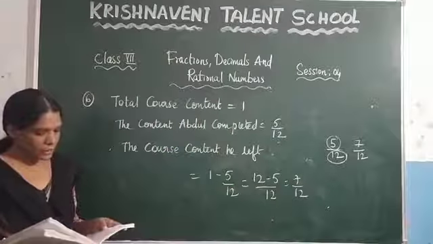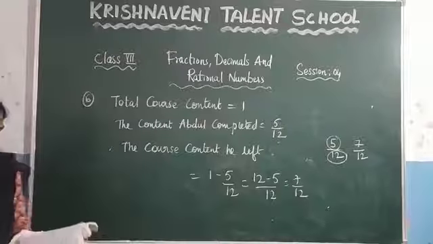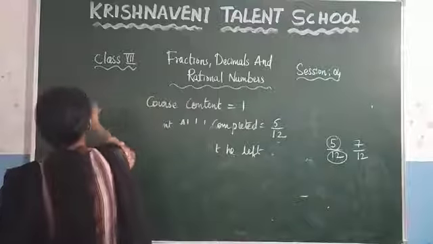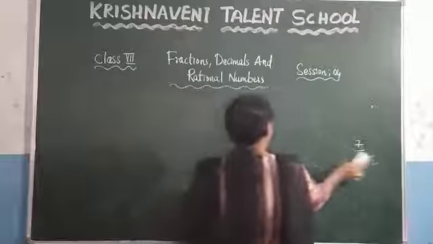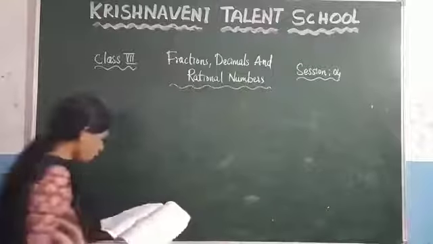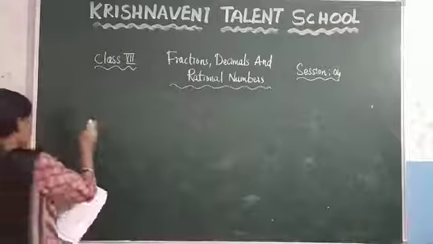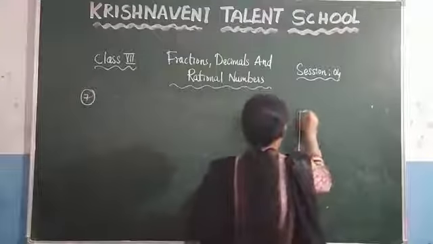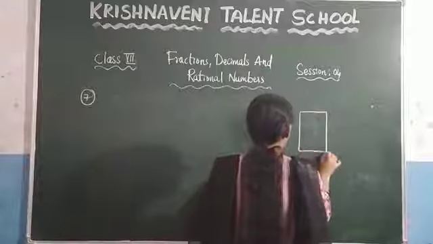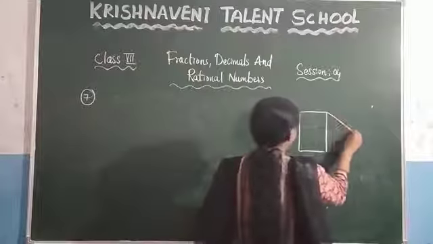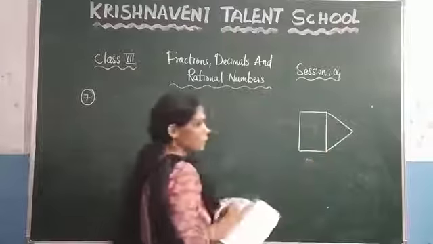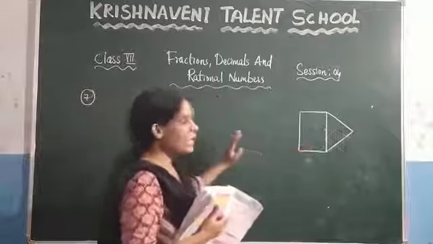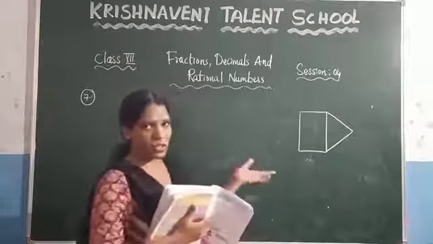Now see the last question in this exercise. This one you can do as homework. Just I will explain how to do this problem, and you can do it. The last question in this, here they have given one rectangle and they have given one triangle. And in the question they asked to find the perimeter of the rectangle and the perimeter of the triangle, and they asked which perimeter is more and by how much.